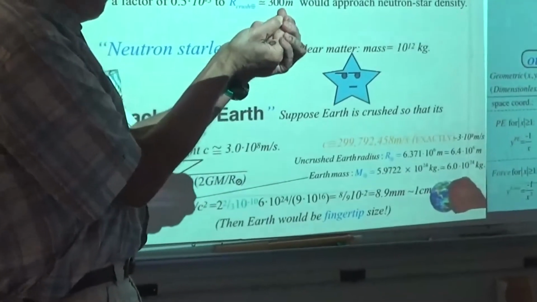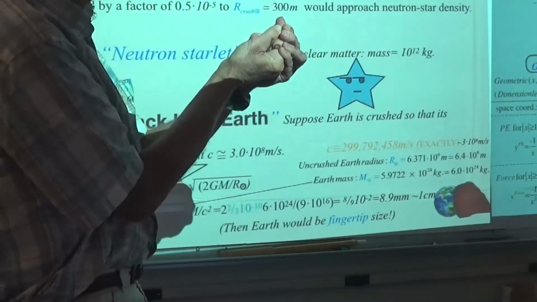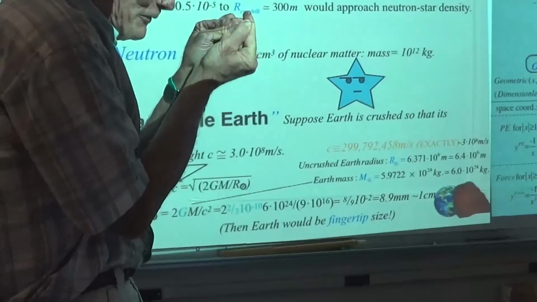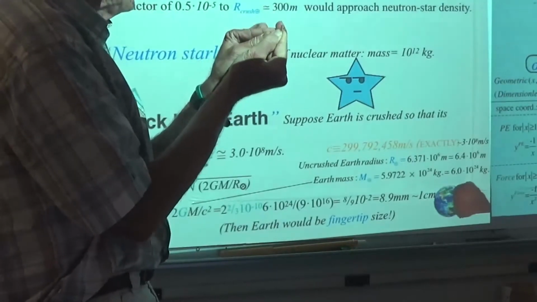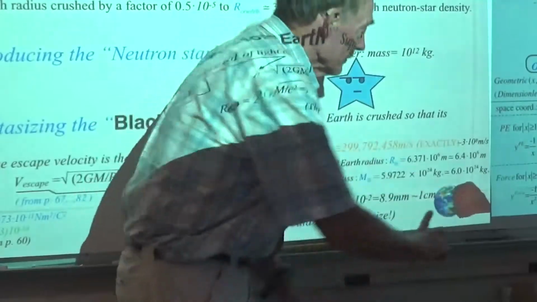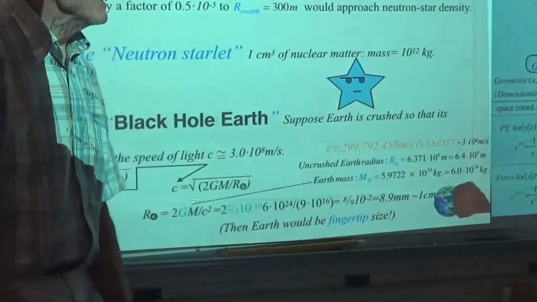I get a fingertip. So this is the world at your fingertips. Inside one fingertip, that's the density. Earth as big as, well, that's a big finger because I blew it up there.